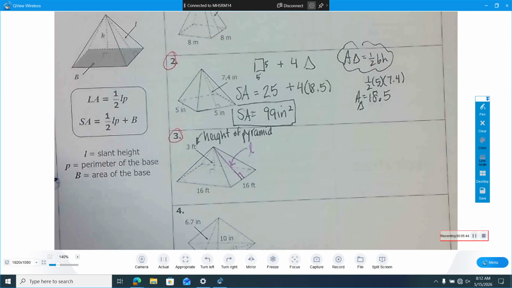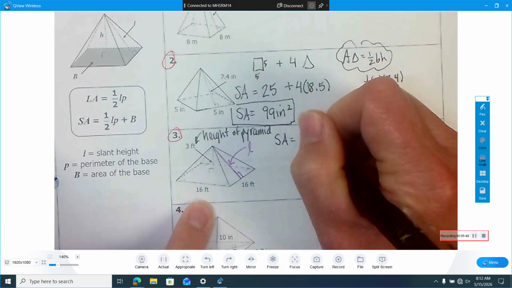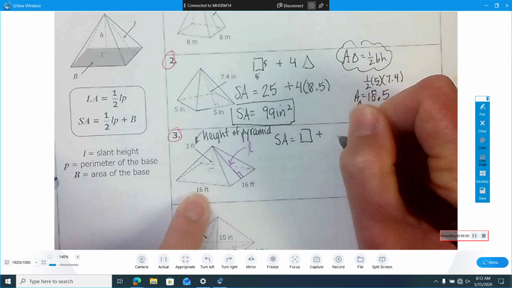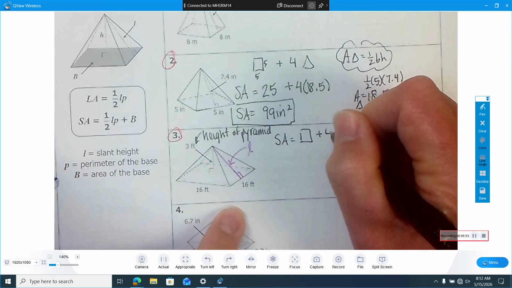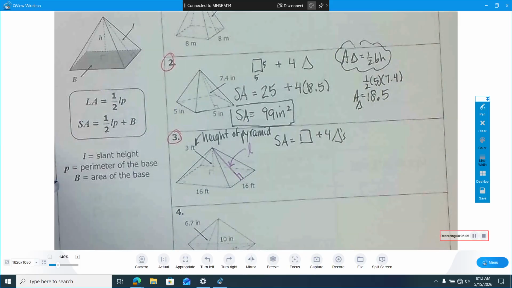But once again, basic work here, I need to know the area of the square, and then there are 4 triangles that I need to figure out the area of, right? So that's the general rule here. I have 1 square and 4 triangles, but how do we figure out this slant height?